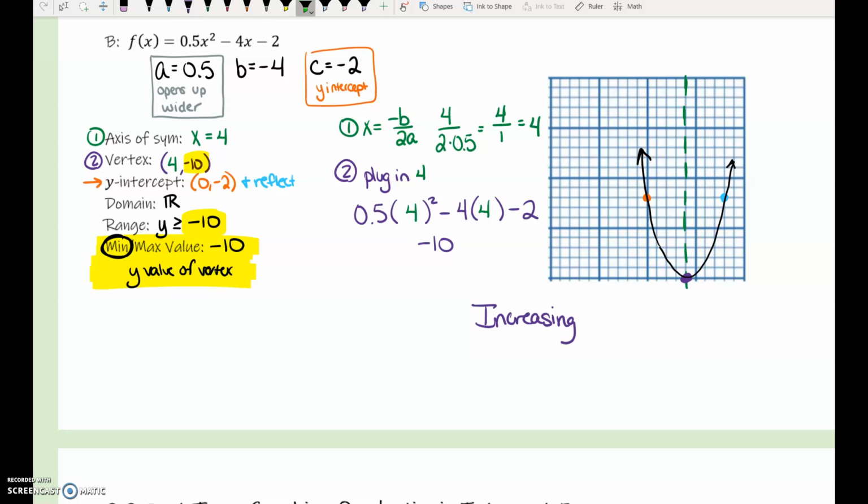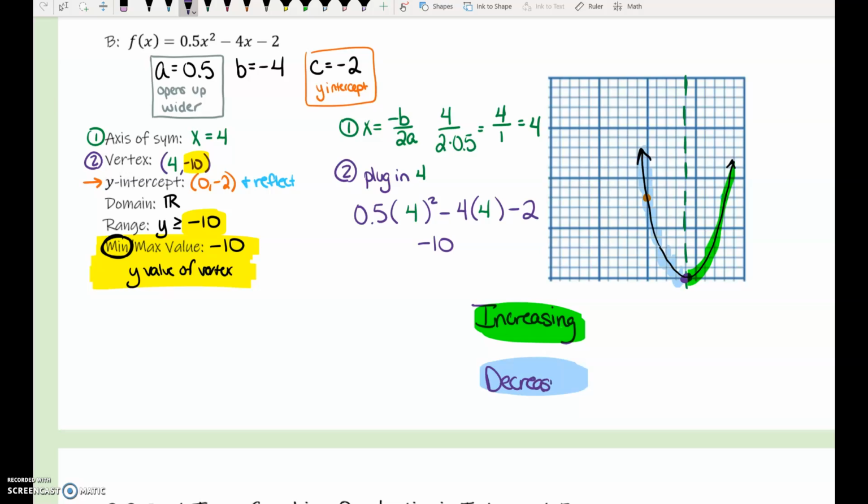So it is going to be increasing on the left side of this parabola. Oops, I totally just did that backwards, didn't I? Yep. It is going to be increasing on the right side of this parabola. It is going to be decreasing, I need to write that word, on the left side of the parabola.